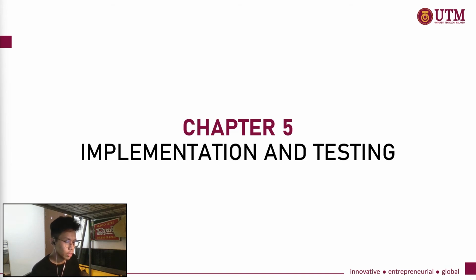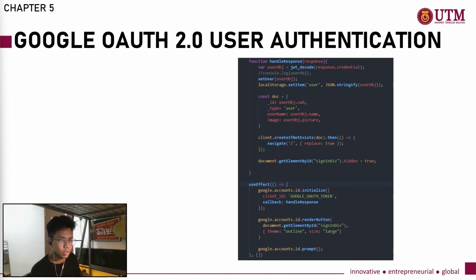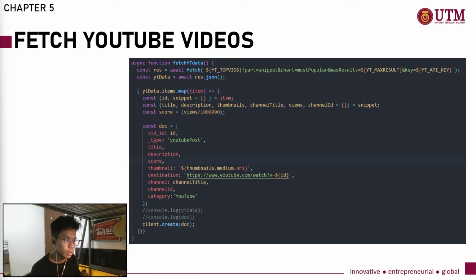Moving on to chapter 5, which is implementation and testing. So here we have the Google authentication functions. The bottom one loads in when the login page renders, and the top one is for handling the response for when Google sends the response after verifying the user.